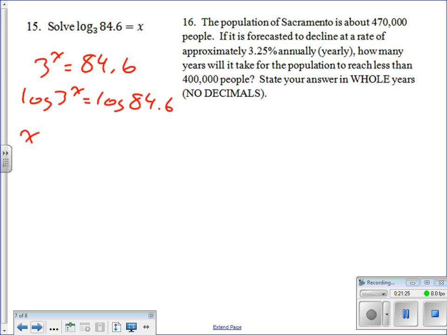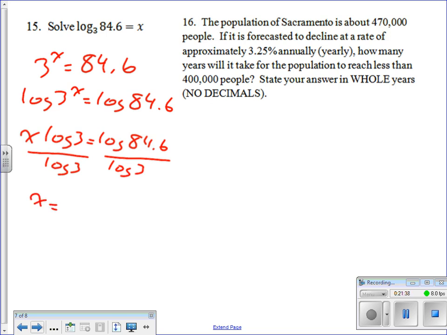Bring the power down in front. x log 3 equals the log of 84.6. Divide both sides by the log of 3, and I get x equals the log of 84.6 over the log of 3. And you pull out your calculator. That's 4.00395, which rounded off is 4.040.